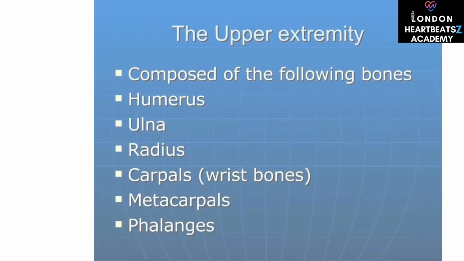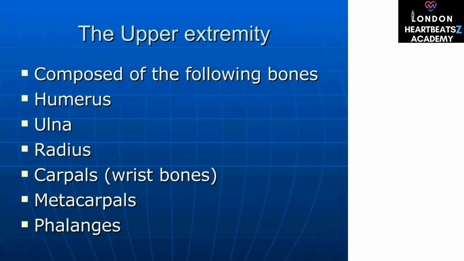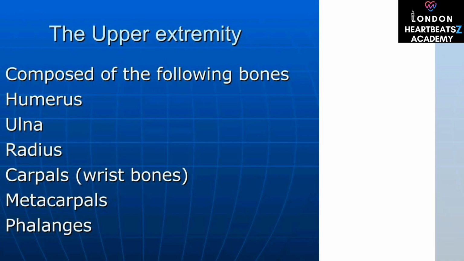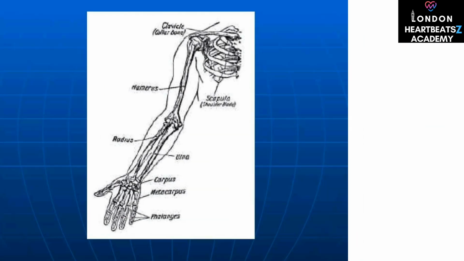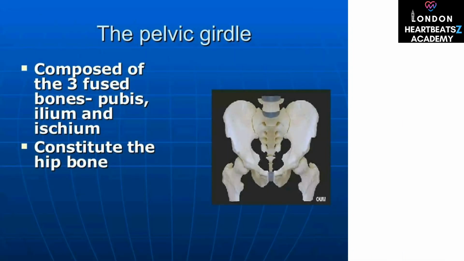and front views. The upper extremity is composed of the humerus, ulna, radius, carpals, metacarpals, and phalanges. These bones form the arm, forearm, wrist, and hand. This diagram shows the complete skeletal structure of the upper extremity, labeling the major bones from the shoulder to the fingertips.